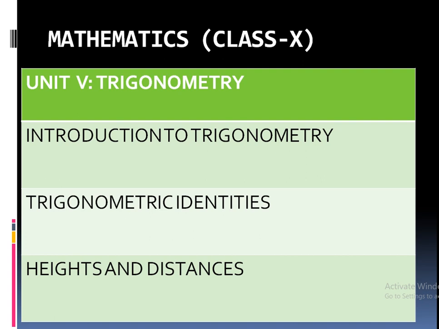Now in second chapter, trigonometric identities. In this chapter we have proof and application of the identity sin square A plus cos square A is equal to 1. Also we have trigonometric ratios of complementary angles.